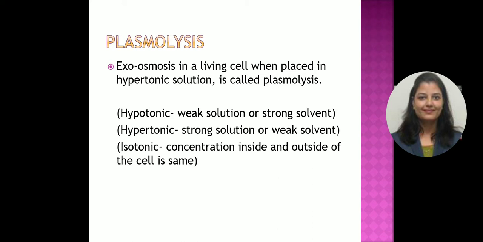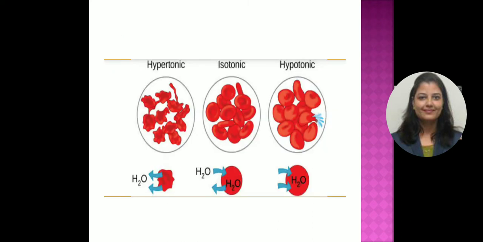So there are three different types of solution. One is hypotonic, second is hypertonic, and third is isotonic. Hypotonic means when the solution is weak and the solvent is strong. Hypertonic means a strong solution or weak solvent, and isotonic means when the concentration of solution is the same on both sides of the cell. With the help of this diagram you will be able to understand very easily.